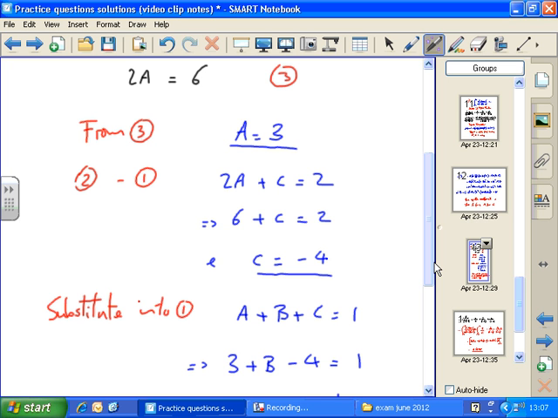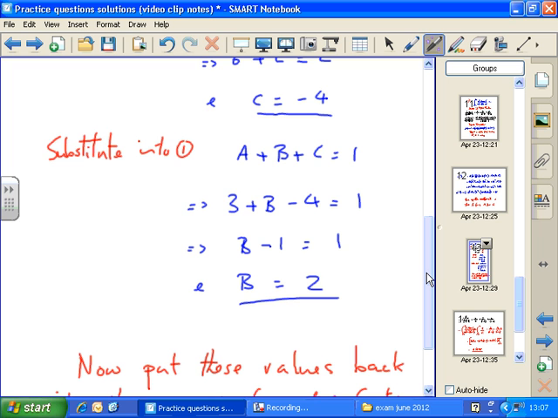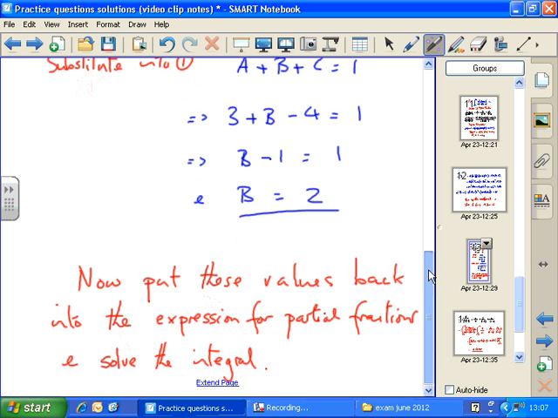Now finally I know a and c, so I can substitute those values back into equation 1 to find out what b is. So I've got a, b and c. Now I can put these values back into the expression for partial fractions and solve the integral. So see if you can do that. The solution follows.